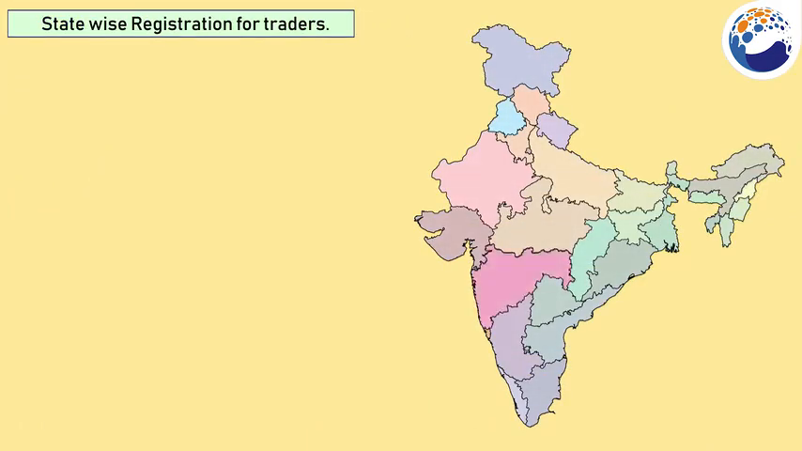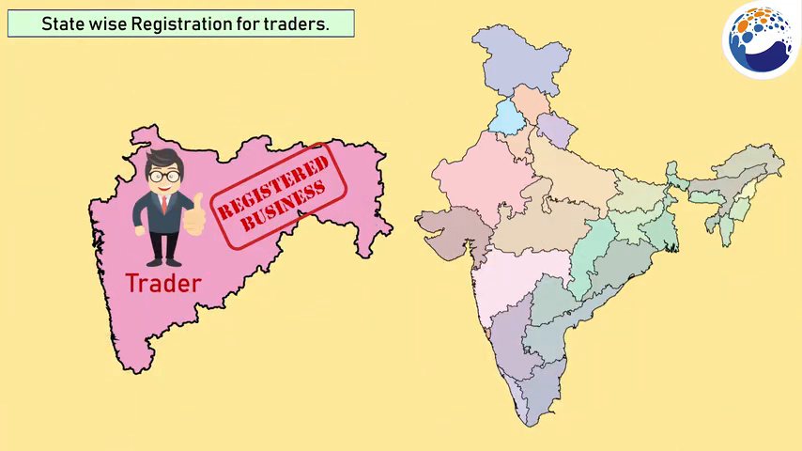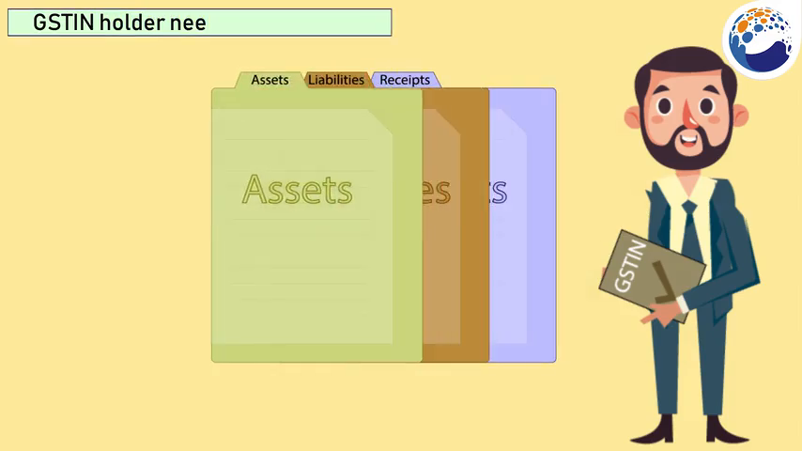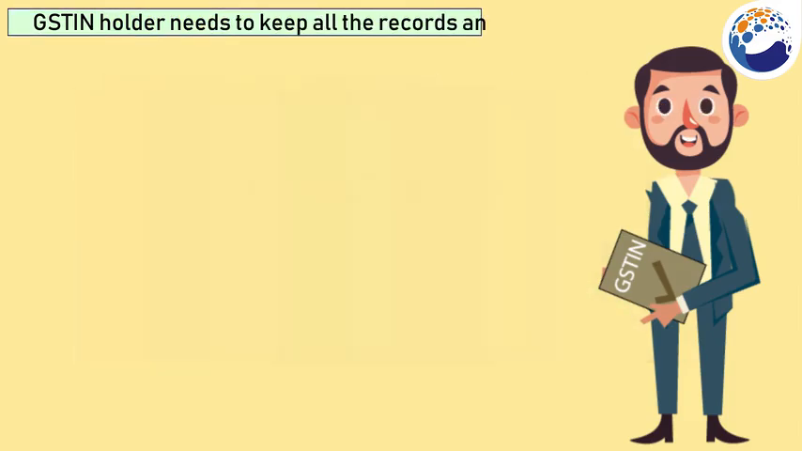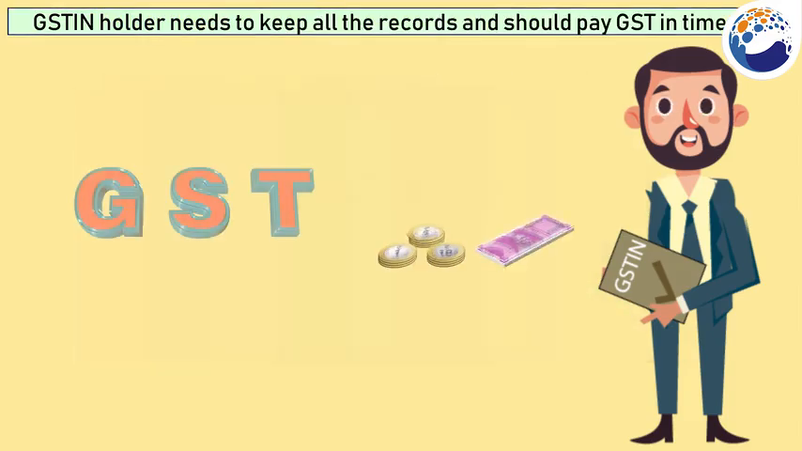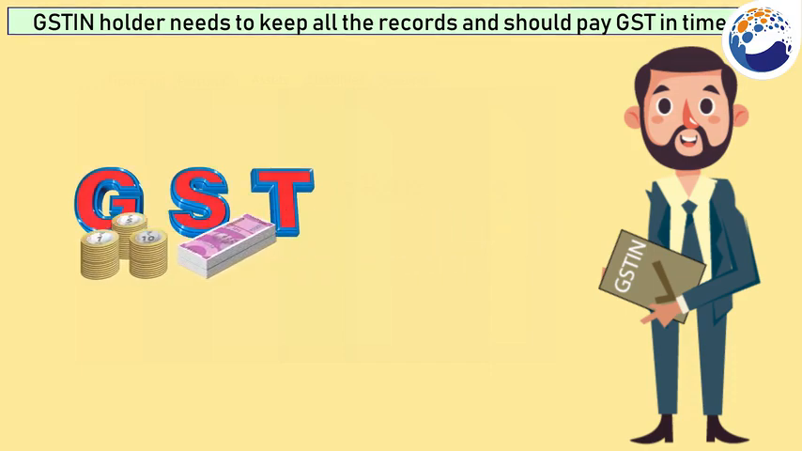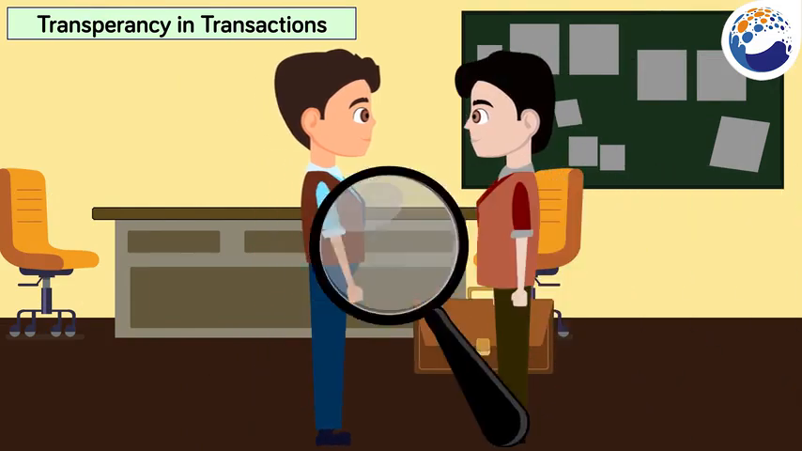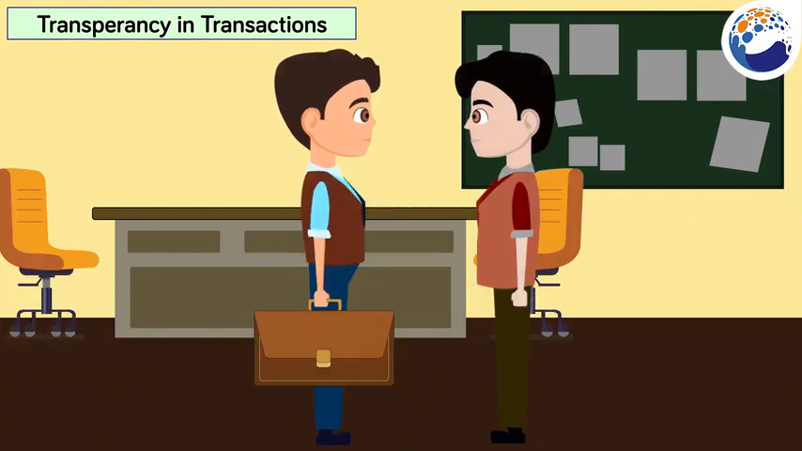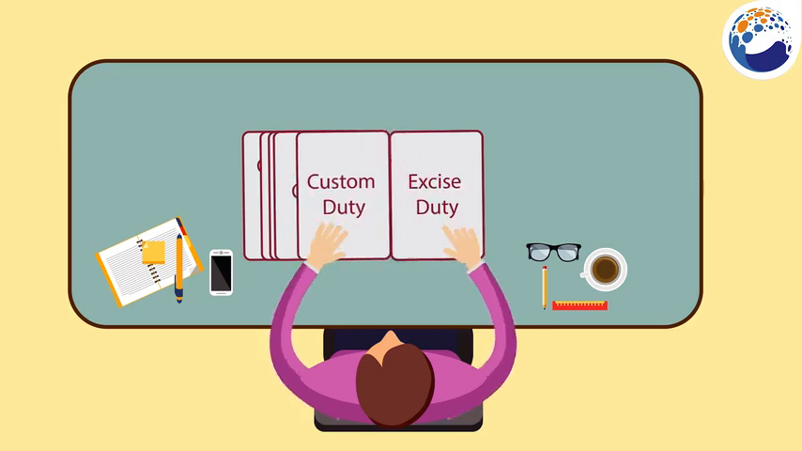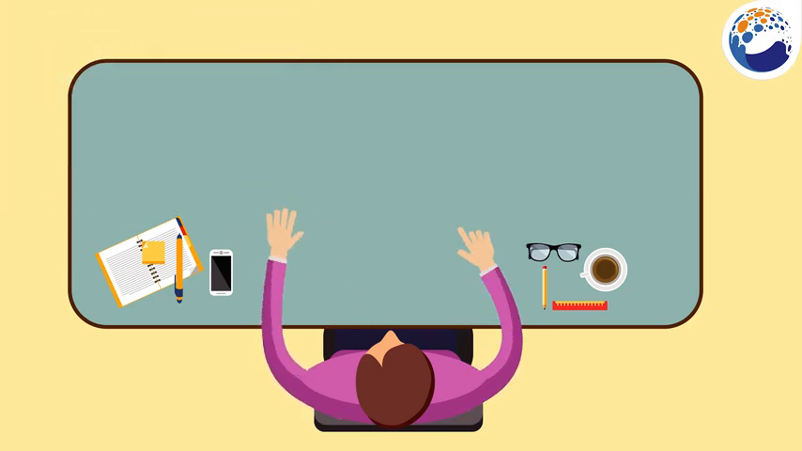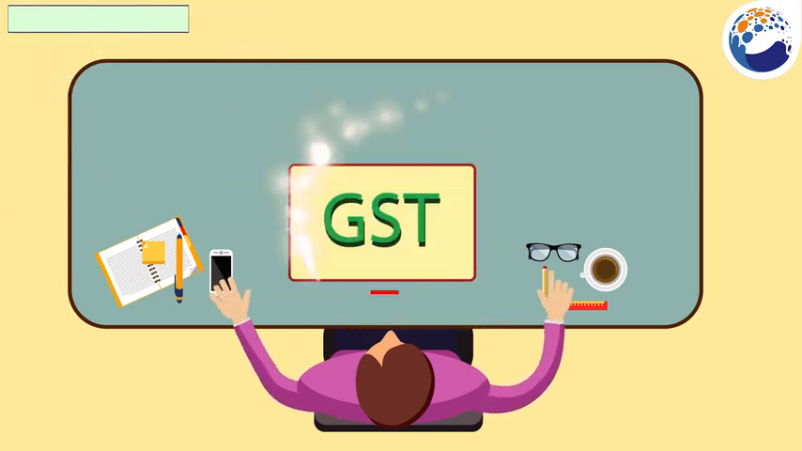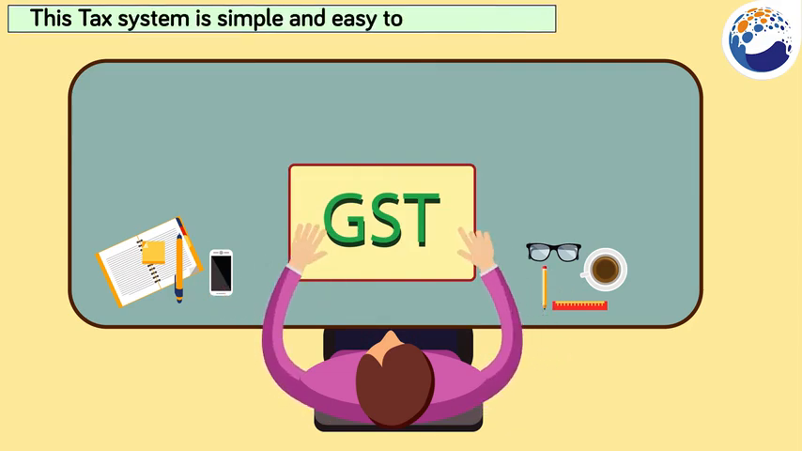State-wise registration for traders. GSTIN holder needs to keep all the records and should pay GST in time. Due to GST, there is a transparency in transactions. This tax system is simple and easy to understand.